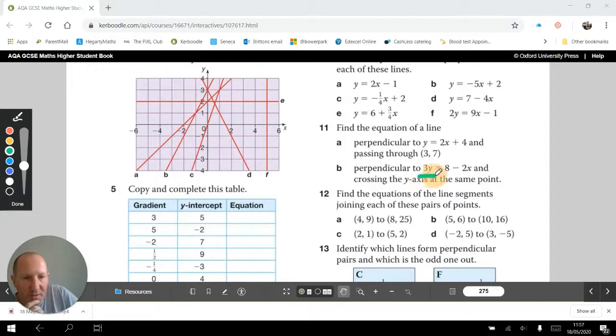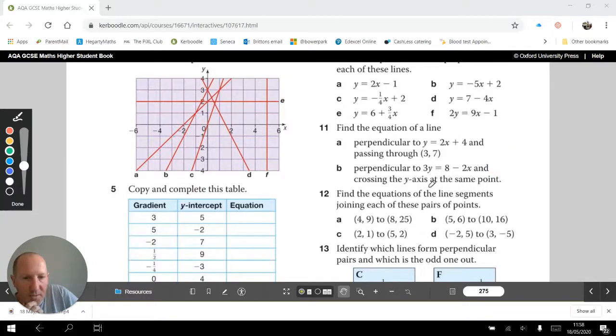Perpendicular to 3y equals 8 minus 2x. First thing I need to spot is divide through by 3. So that's going to give me minus 2x over 3. Negative reciprocal of minus 2x over 3 becomes positive because you've got a negative of a negative, so it's positive. And if I do 1 over 2 divided by 3, I actually just flip it and get 3 over 2.